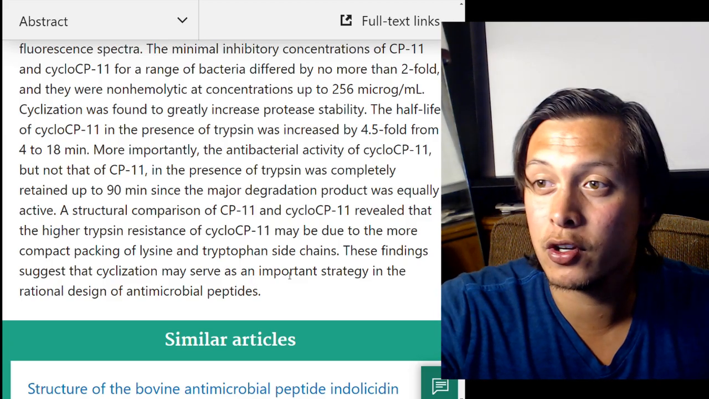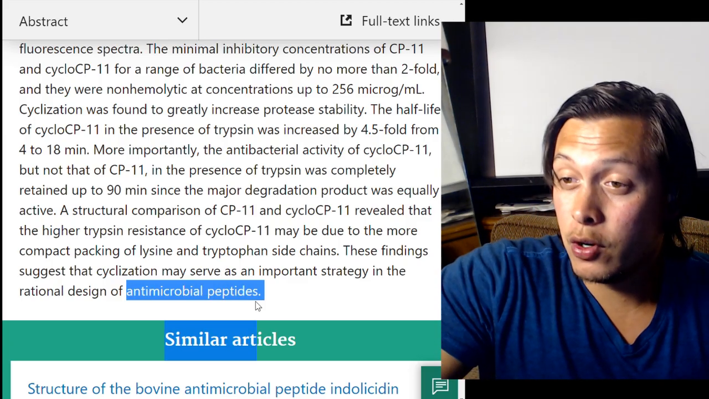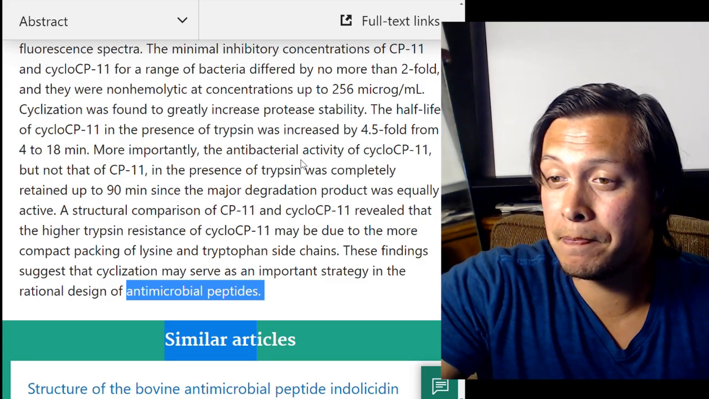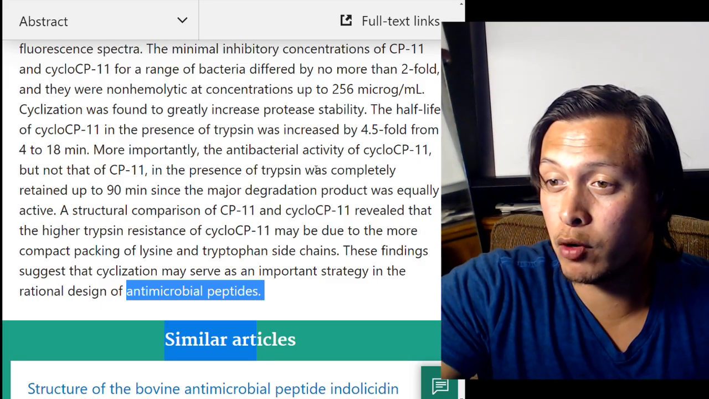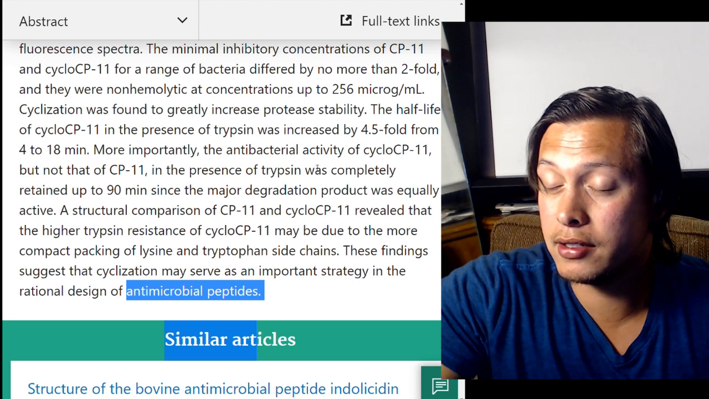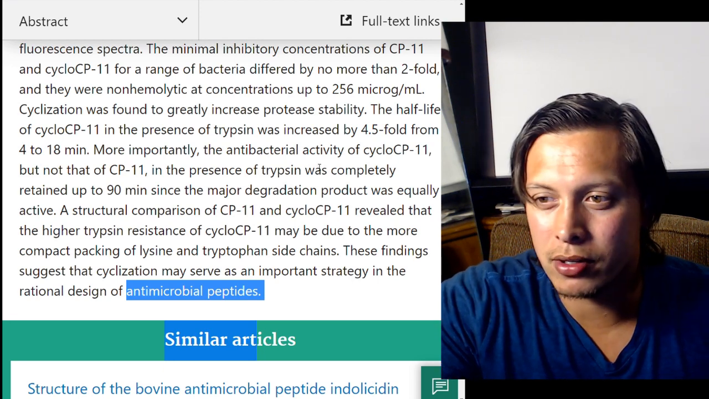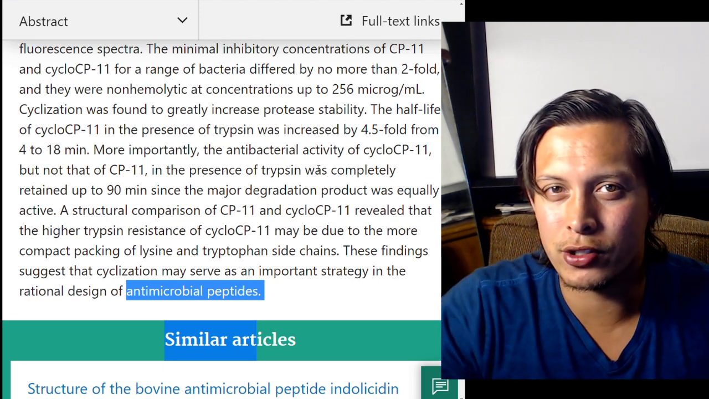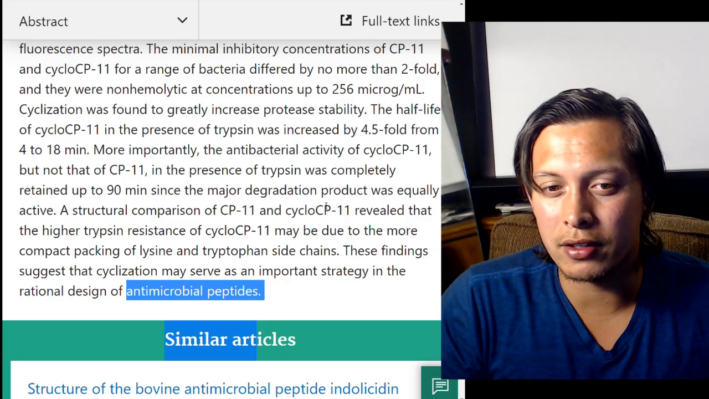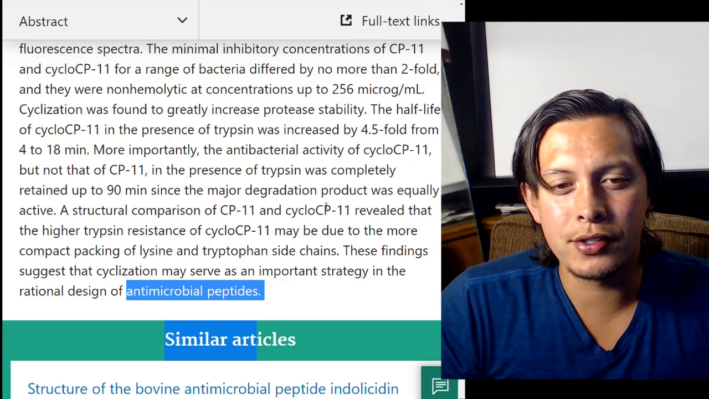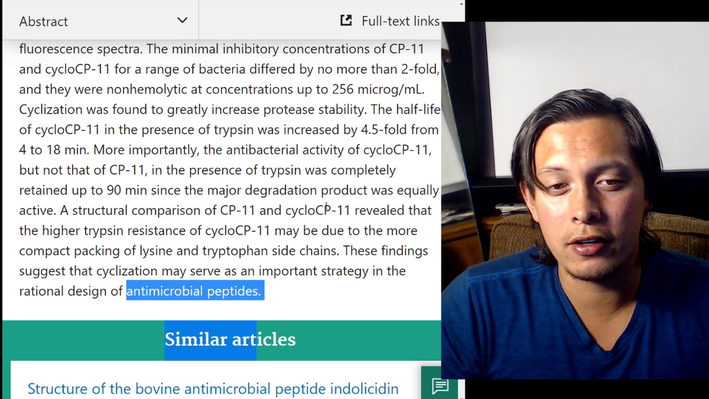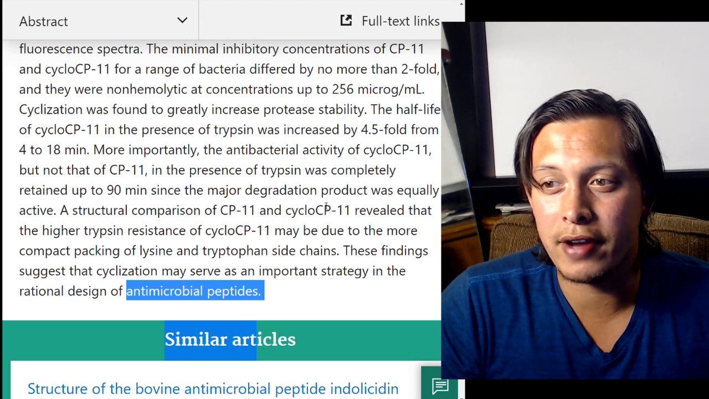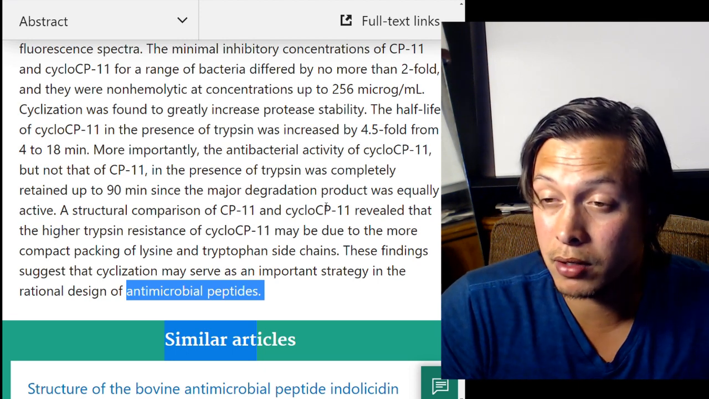So discovering new antimicrobials, or what would you call it, antibacterials, is an important research field. And so they're saying here that cyclization of antimicrobial peptides might be a useful strategy.